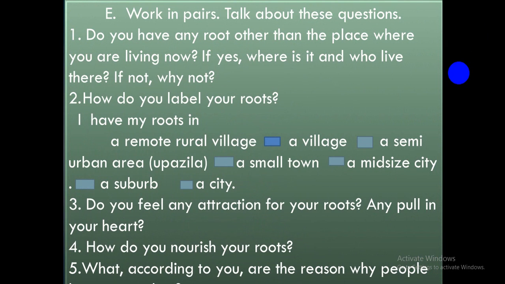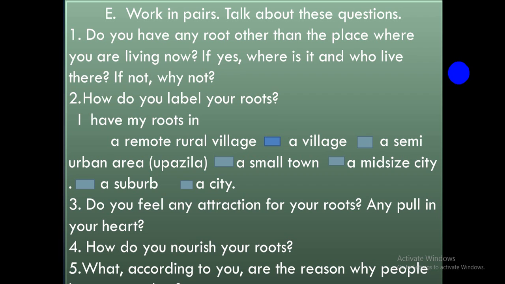Now let us go to activity E. There are 5 questions. You have to talk about them in pairs. Since you are staying at home, you will do this with your family members. Number 1, do you have any root other than the place where you are living now? If yes, where is it and who lives there? If not, why not?